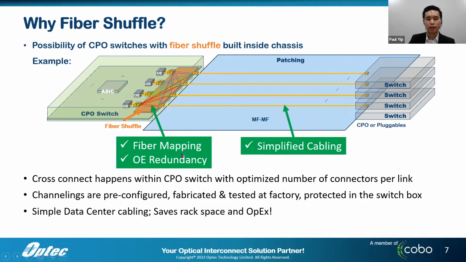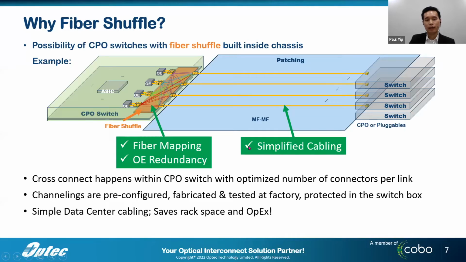The fiber shuffle is basically rearranging these fibers so that they connect to the OE inside, and then go out from the faceplate I/O. Mainly it can facilitate two things. One is fiber mapping. The other is OE redundancy. After this, we can see much simplified cabling at the data center, so it can go directly into the next level switch.